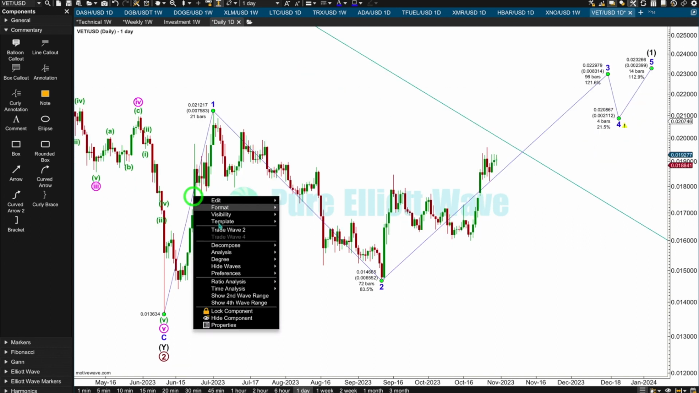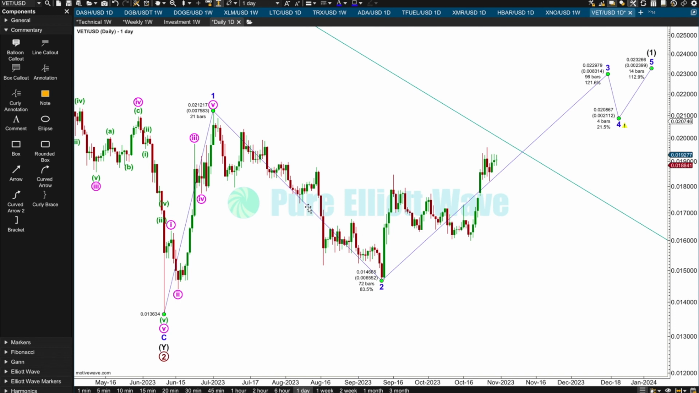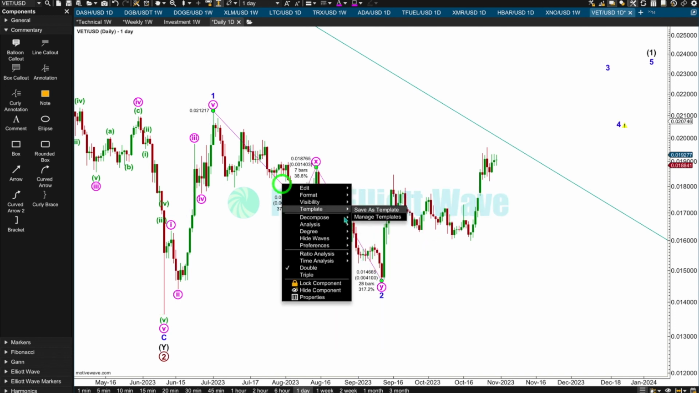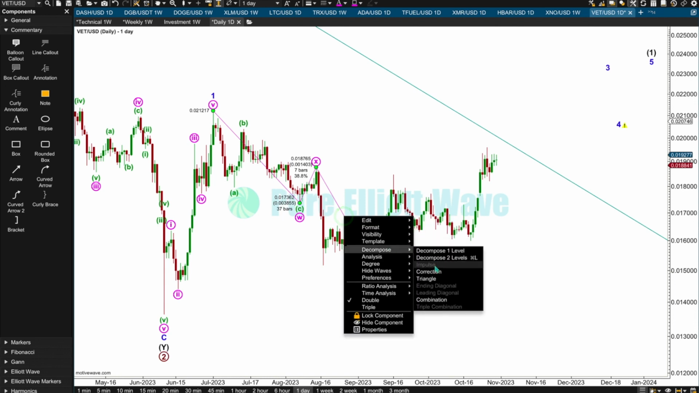Minor 1 looks like a really good impulse. Why are you doing that, motive wave? Put it there. Okay, that looks like a pretty good 5. What's minor 2? I think this looks like a double zigzag. Yeah, like that. And then like this.